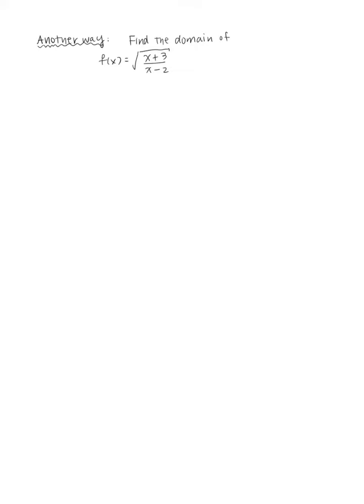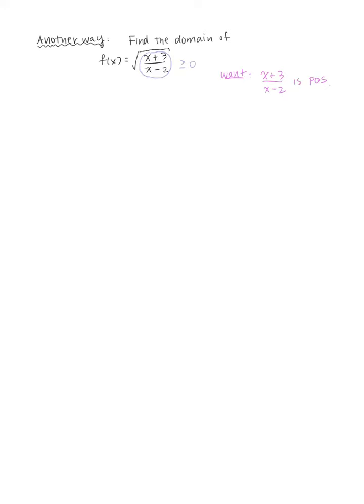All right, so here, what we need to do is, first we need to notice that whoever sits inside of the even root must be greater than or equal to 0. Okay, so that's the portion that we're looking for. We want to solve for x where x plus 3 over x minus 2 must be greater than or equal to 0. Okay, so let me note that. So what we want is where x plus 3 over x minus 2 is positive. Okay, so that's what we're looking for, keep in mind.